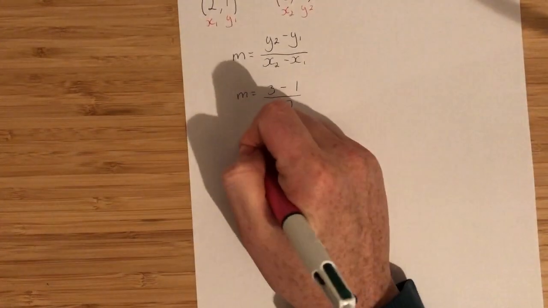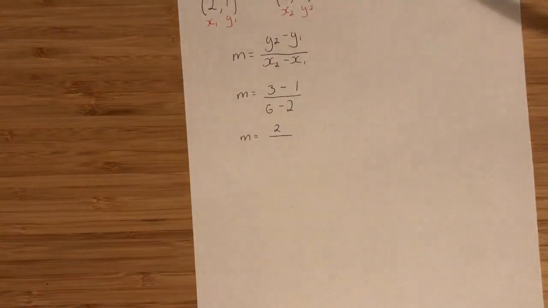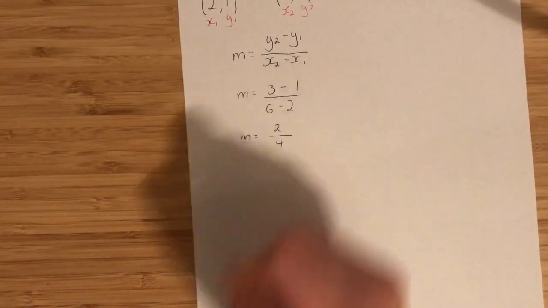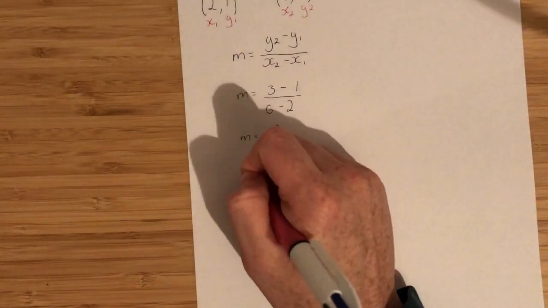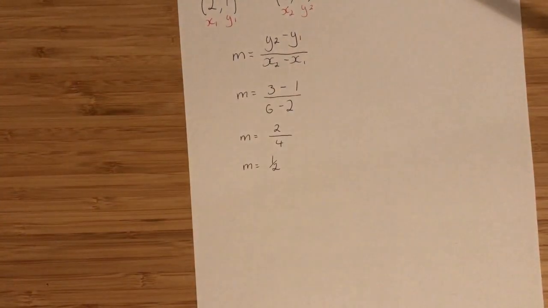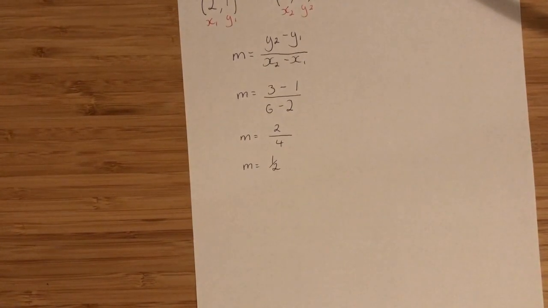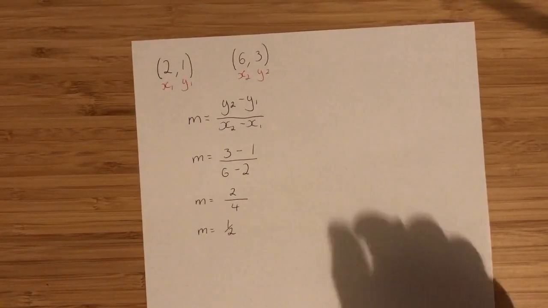Okay, so then we have the gradient equals 3 minus 1 is 2 over 6 minus 2, which is 4. 2 over 4, which we can simplify, the gradient is a half. So m equals a half. So that's step 1 when you're finding the equation of the line. Step 2 is actually substituting in for the equation. So I'm actually going to do it at the side here.